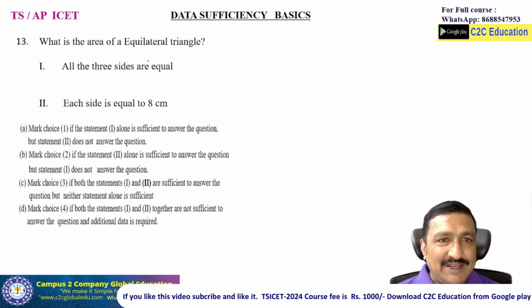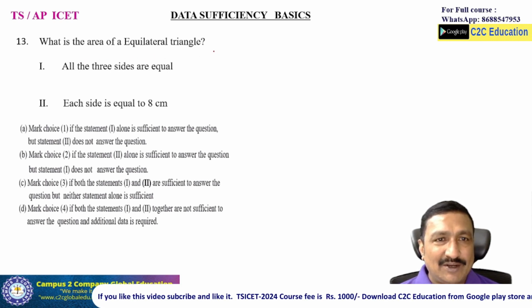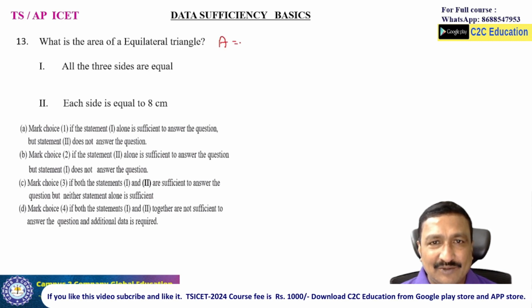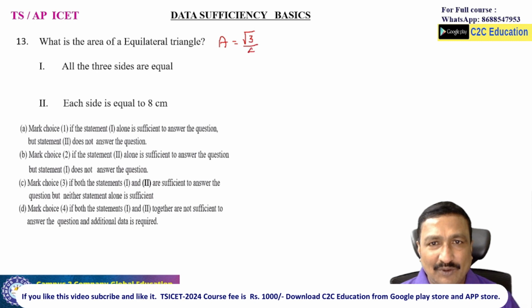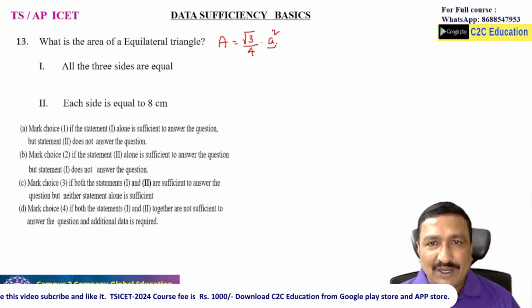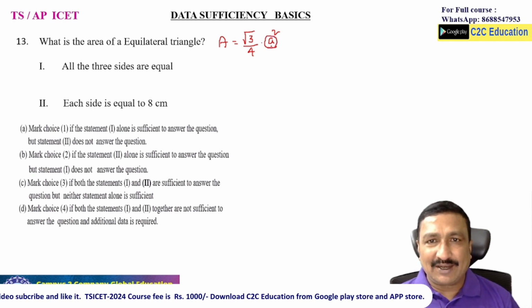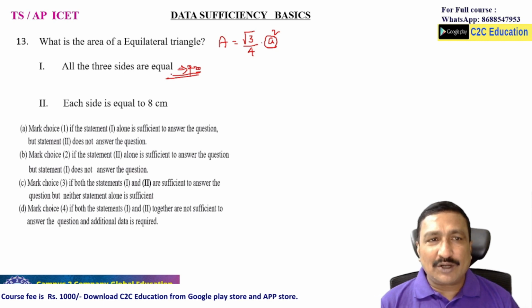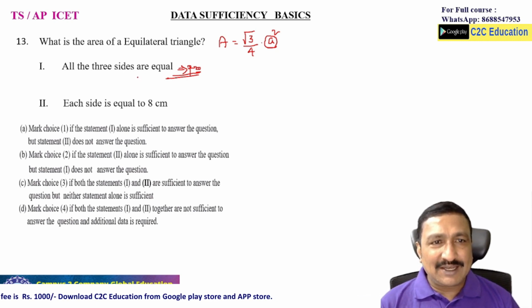Next, what is the area of an equilateral triangle? Here also we should not look at the formula. It is a universal formula: area of equilateral triangle is equal to root 3 by 4 into a square. So if you want to find the answer for this question, we should know only the side of the equilateral triangle. If we know the side, we can find the answer. First statement, all the three sides are equal. This is a property, a universal statement. Whenever universal statements are given, we should not consider them, because we know that all three sides are equal. So the first statement is not sufficient.